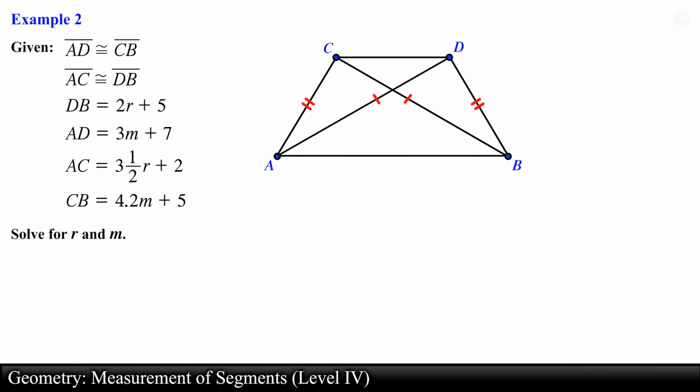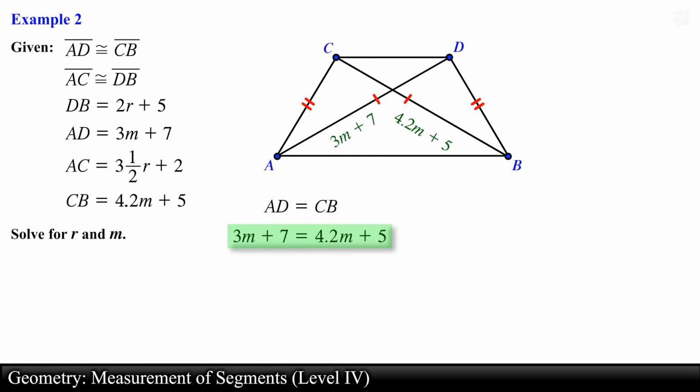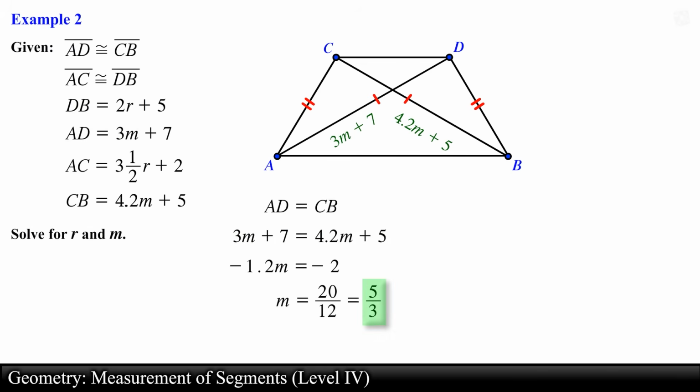We know from the given information that segment AD is congruent to segment CB. This means that their lengths are equal. In other words, the measurement of segment AD is equal to the measurement of segment CB. Since we have an algebraic expression for the length of each segment, let's go ahead and set these algebraic expressions equal to one another. Notice that we now have an equation with a single variable m. So we go ahead and solve for m. Solving for m, we obtain 5/3.